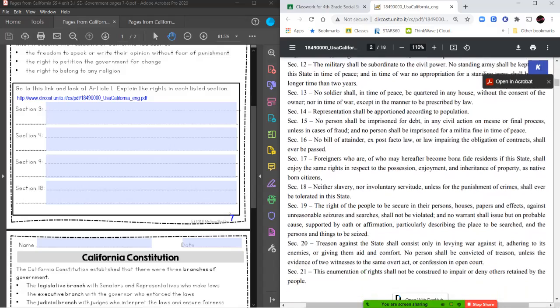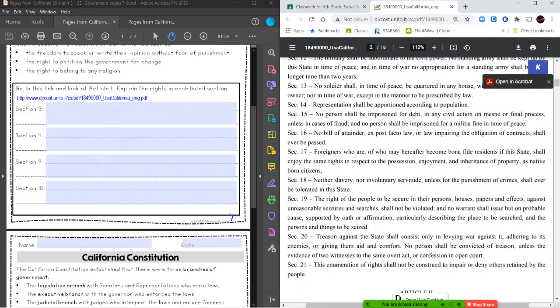Now for Section 18, neither slavery nor involuntary servitude, unless for the punishment of crimes, shall ever be tolerated in this state. So Section 18 is pretty clear cut and easy to follow. No slavery in any form, unless it's used as a punishment for crimes, is ever going to be allowed in the state of California. So that's going to take you through this page.